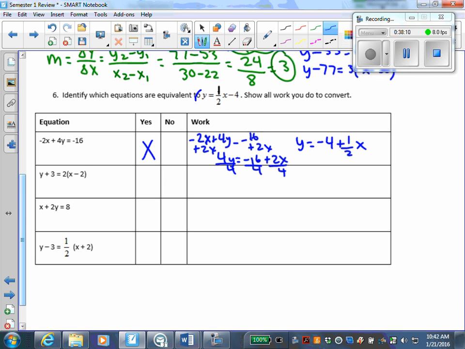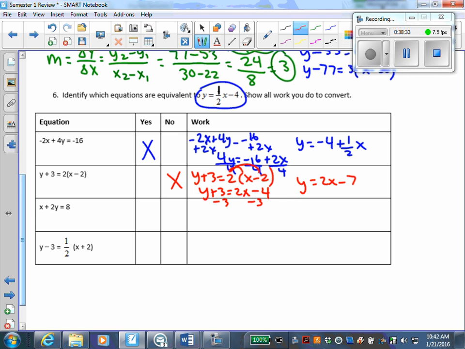Okay, for the next one, y plus 3 equals 2 times x minus 2. I need to get y by itself. First, I need to distribute the 2. So y plus 3 equals 2x minus 4. And I need to subtract 3 on both sides. I get y equals 2x minus 7. That is not equivalent.